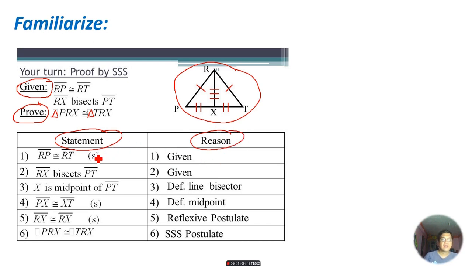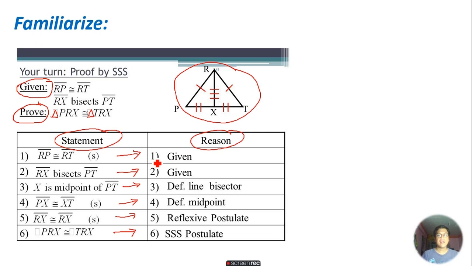The statements are the congruent sides or angles that can be illustrated in the figure, and they will give us a clue as to what particular type of congruence postulate we are going to use. For every statement, there is always a corresponding reason, and these reasons are what we have learned so far in geometry. We are going to discuss further the particular reasons that we can use in the two-column proof.